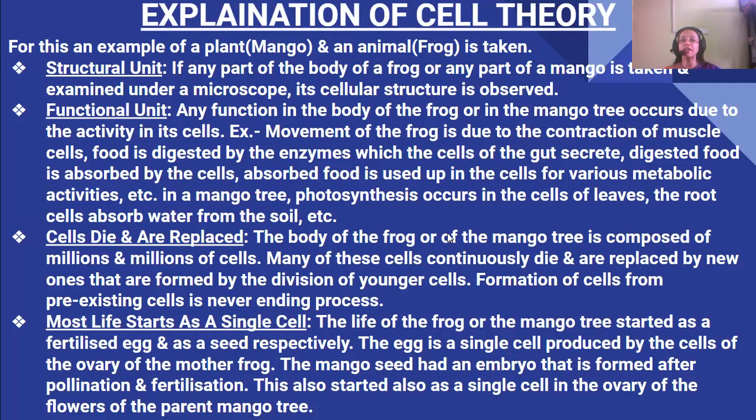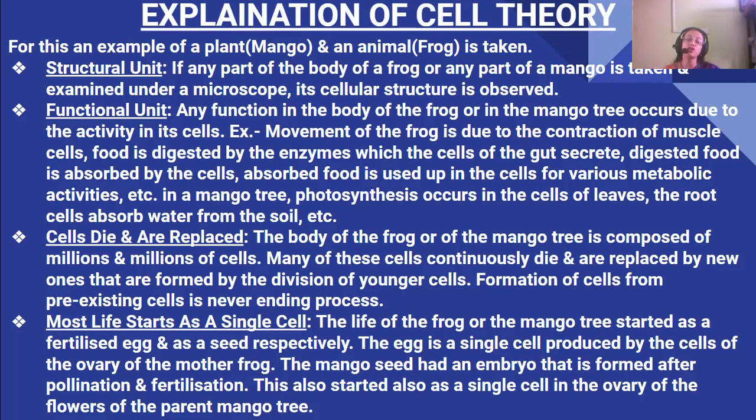So it will be the explanation of the cell theory. For this, an example of a plant, a mango, and an animal, a frog, is taken. First we come to the structural unit. If any part of the body of a frog or any part of a mango is taken and examined under a microscope, we see the cellular structure.